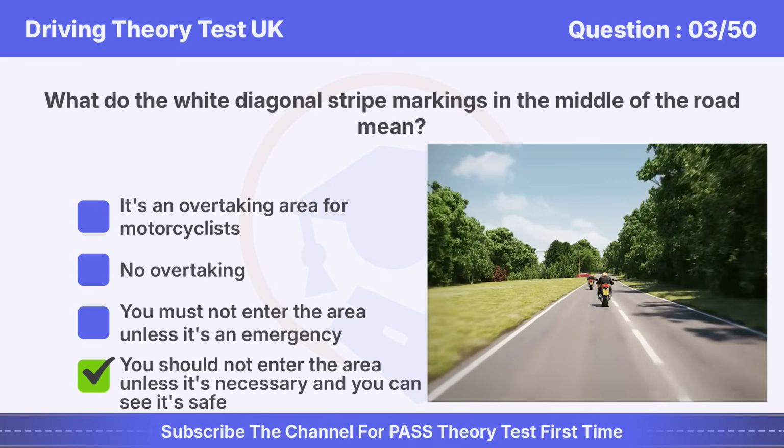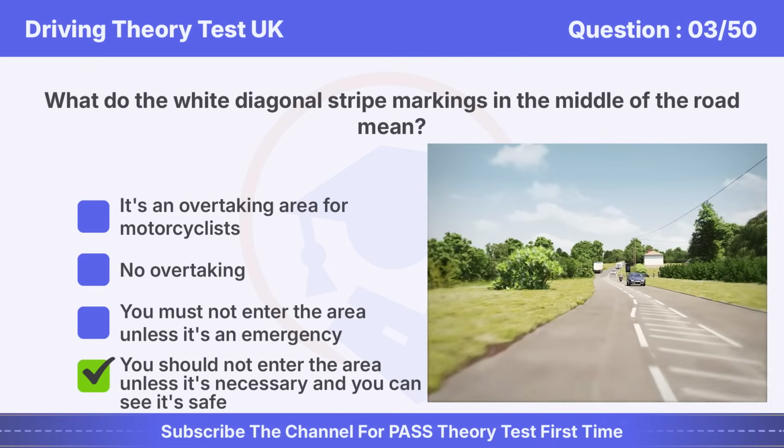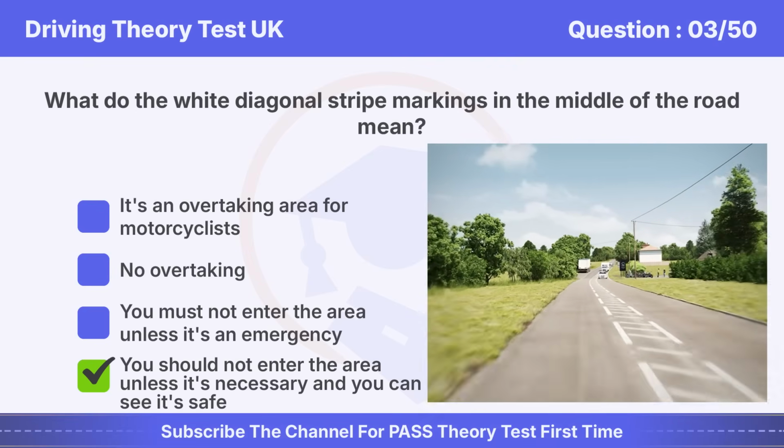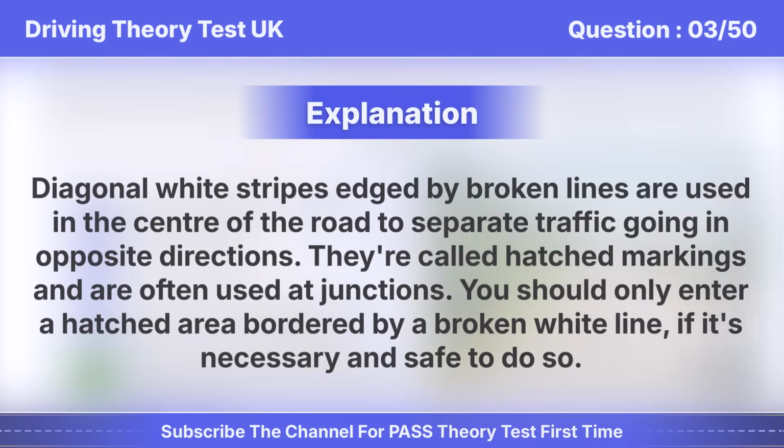Answer is D. You should not enter the area unless it's necessary and you can see it's safe. Diagonal white stripes edged by broken lines are used in the center of the road to separate traffic going in opposite directions. They're called hatched markings and are often used at junctions. You should only enter a hatched area bordered by a broken white line if it's necessary and safe to do so.